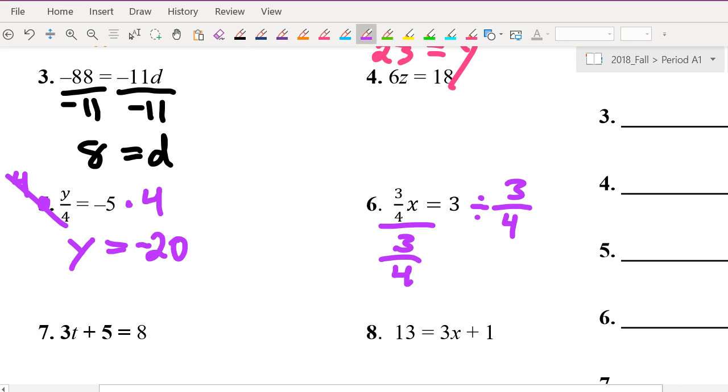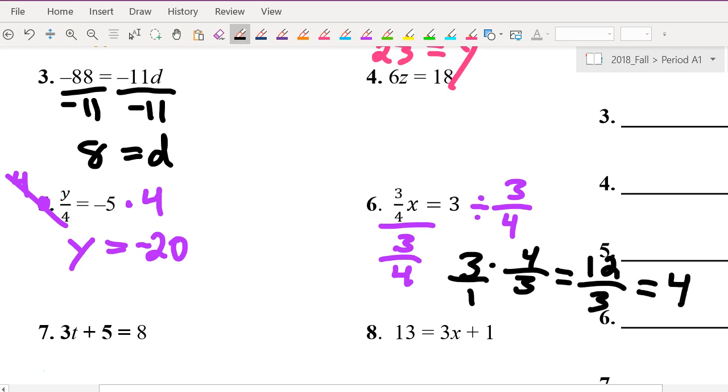You switch it to multiplication and the reciprocal, which means we change it upside down, right? So 3 times 4/3, right? 3 times 4 over 3 is 12 over 3, or you could have reduced, so the answer is 4. X equals 4.